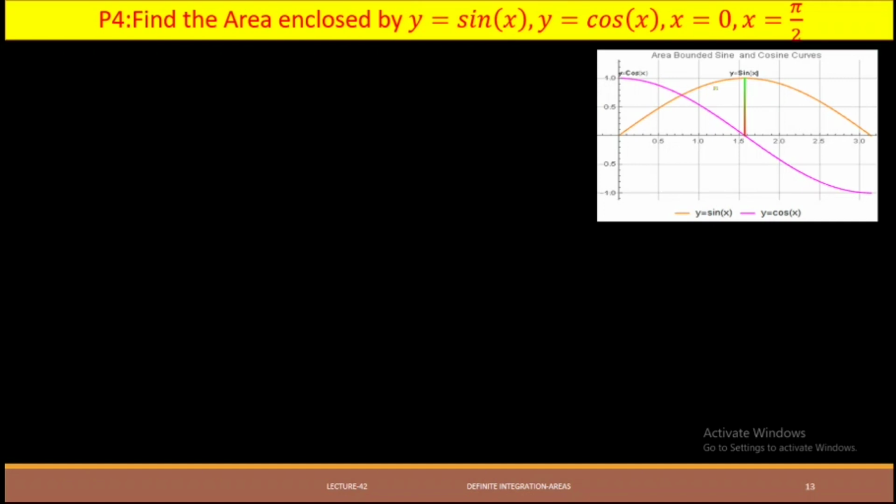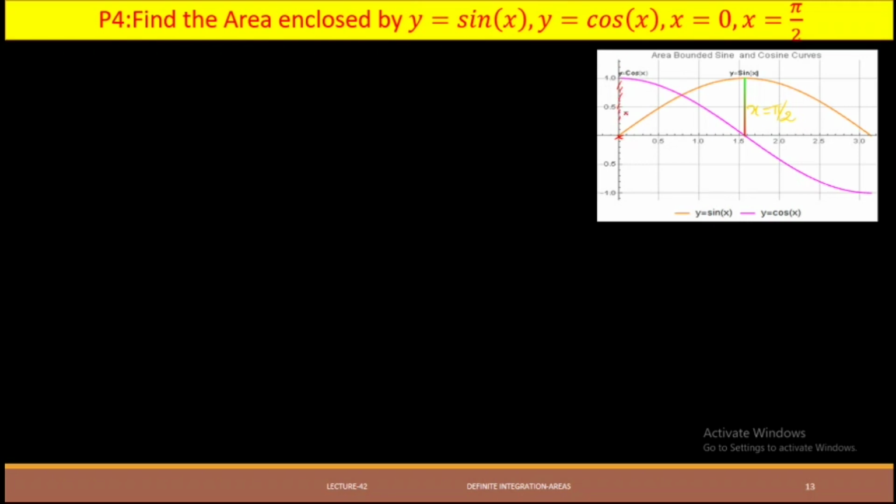Now this orange color curve is the sin x curve. You can see it starts from 0. At 0 it is taking 0. And the magenta or pink color curve is y equal to cos x. This is the graph of x is equal to pi by 2, and this is x is equal to 0. X is equal to 0 means the y axis.